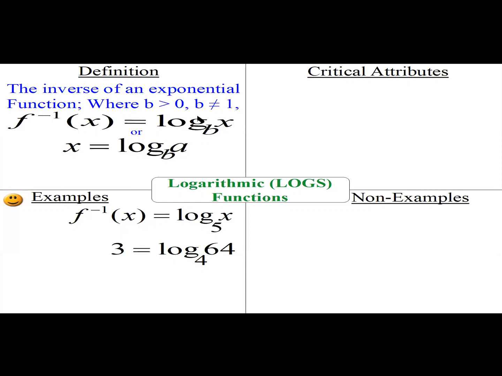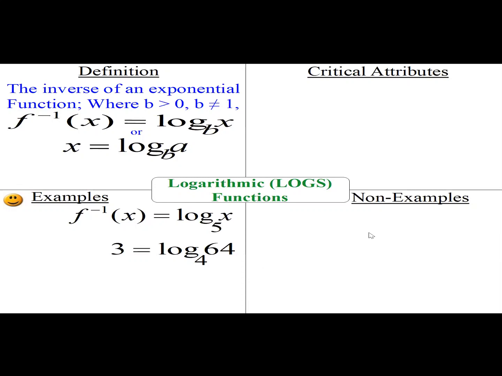Okay, so let me go back to the definition. It says it's the inverse of an exponential function. So think back to when we did exponential functions. What did we say the b stood for on exponentials? It stood for the base, yes. So if you notice, we still have a base. So by looking at this form, look up. If this is b, what is the base for these two? Well, the base for this one is 5, and the base for this one is 4. Okay. So this is what they look like.